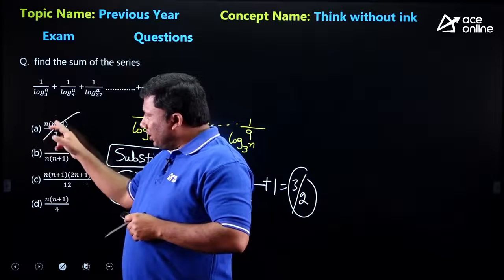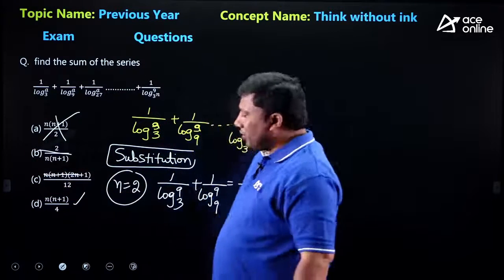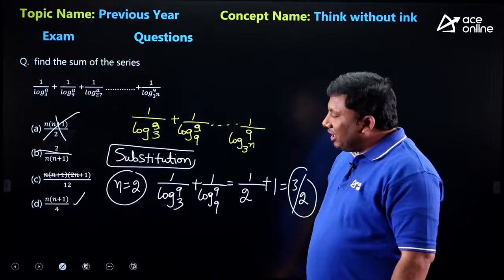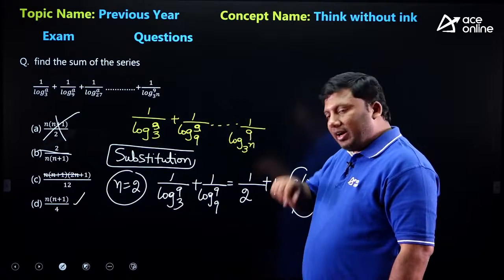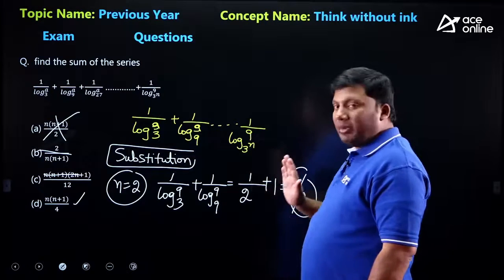2 into 3 by 2. No, 2 into 3 by 4. Yes. So the answer for this question is n into n plus 1 whole divided by 4. 2 into 3 by 4, so this will be 3 by 2.